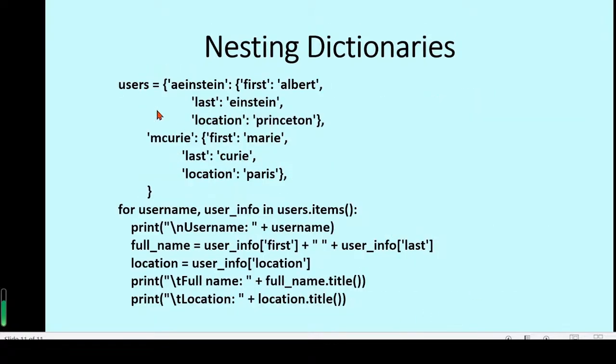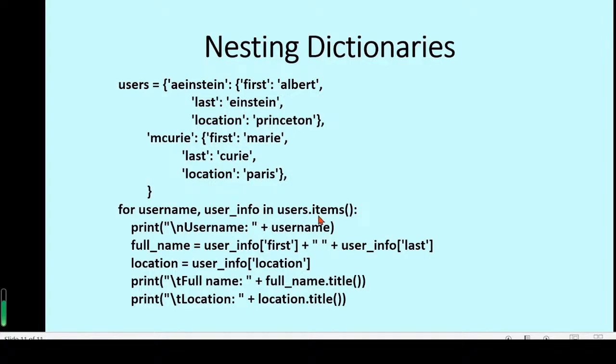We will access this information by looping through the usernames and the dictionary of information associated with each username. We create a dictionary. Inside this dictionary, for the key Einstein, a person, we store another dictionary as the value. And for Marie Curie, we store another dictionary as the value of this person. Inside each dictionary value, there are 3 pieces of information: the first name, last name, and the location for this person.